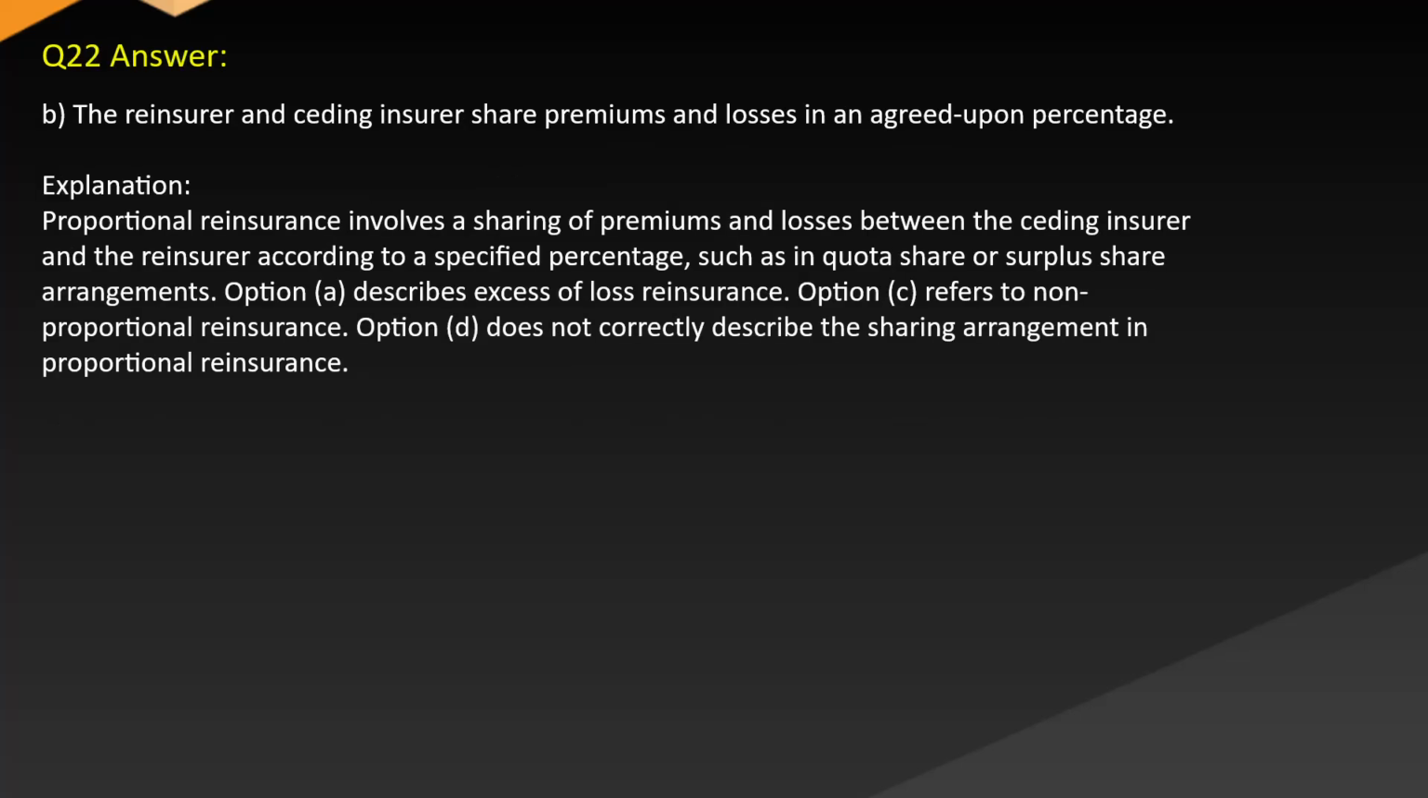Answer: B. The reinsurer and ceding insurer share premiums and losses in an agreed-upon percentage. Explanation: proportional reinsurance involves a sharing of premiums and losses between the ceding insurer and the reinsurer according to a specified percentage, such as in quota share or surplus share arrangements. Option A describes excess of loss reinsurance. Option C refers to non-proportional reinsurance. Option D does not correctly describe the sharing arrangement in proportional reinsurance.